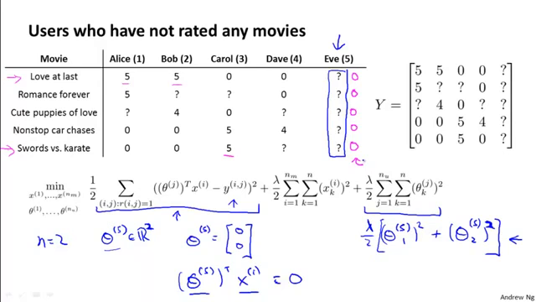The idea of mean normalization will let us fix this problem. Here's how it works. As before, let me group all of my movie ratings into this matrix Y. So just take all of these ratings and group them into this matrix Y. And this column over here of all question marks corresponds to Eve's not having rated any movies.